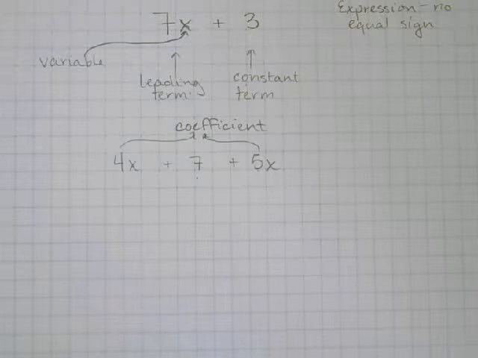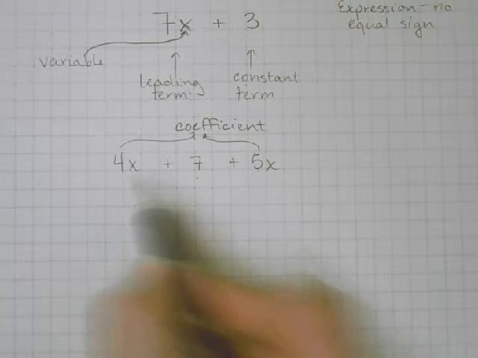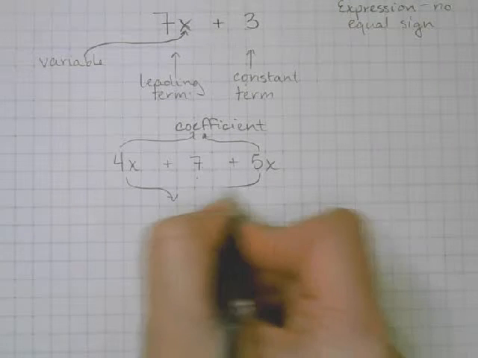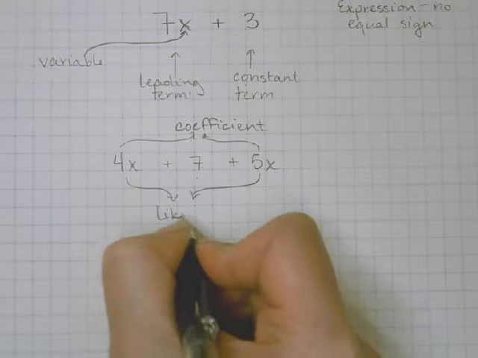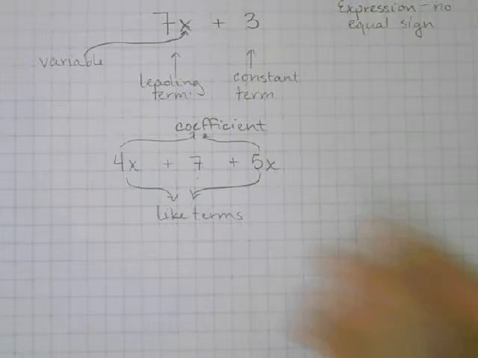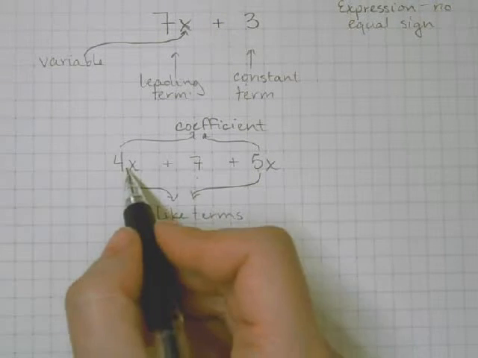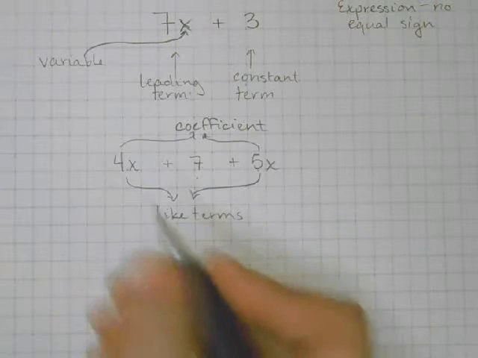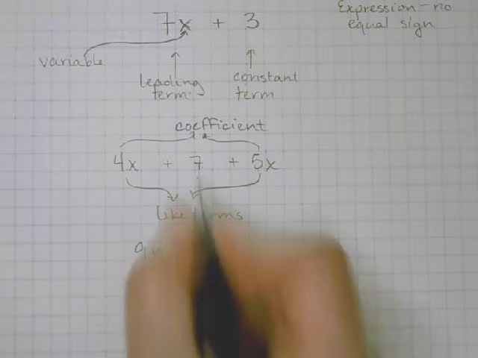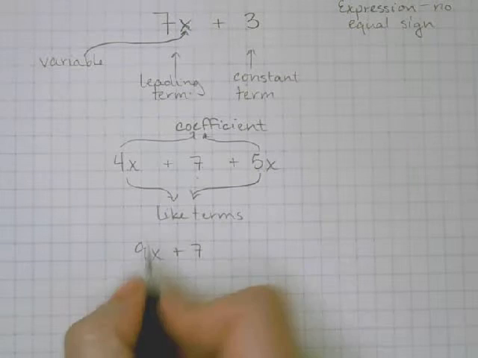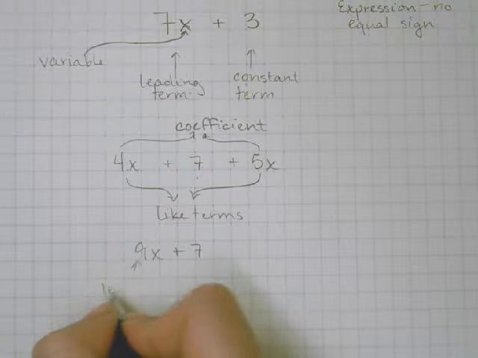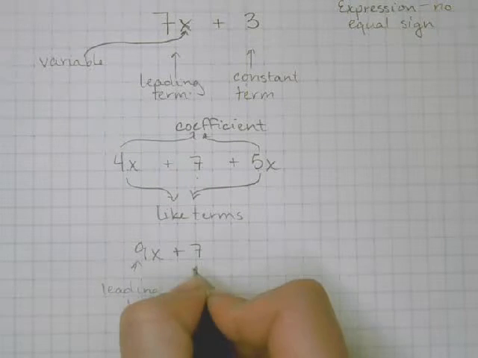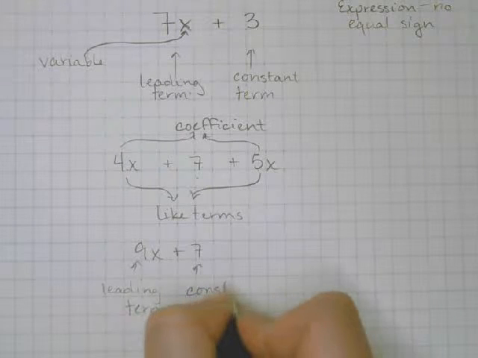And we don't have a leading term yet, because what I can do to reduce this is combine my like terms. Both of these have an x with them, so these are like terms. To simplify this expression, I can combine those, 4x plus 5x. I have 4 x's and 5 x's. I add those together to get 9x, and then I drop down the plus 7. So 9x becomes my leading term, and 7 didn't change. That remains constant.